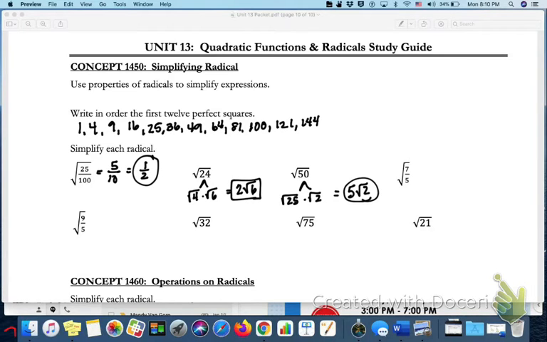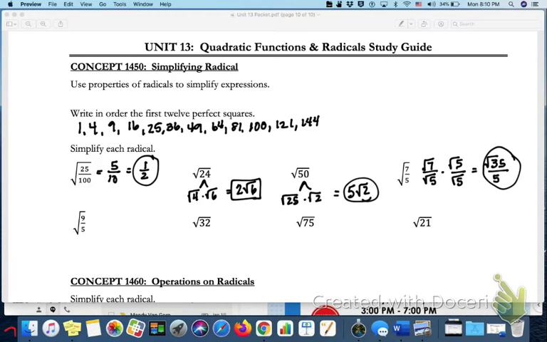Square root of 7 divided by square root of 5. Neither one of those are perfect squares, and I can't leave a radical in the denominator, so I need to rationalize it by multiplying square root of 5 to the numerator and the denominator. When I do that, my numerator is square root of 35, which I cannot simplify, and I get square root of 25, which simplifies to 5. Square root of 35 over 5 is your final answer.